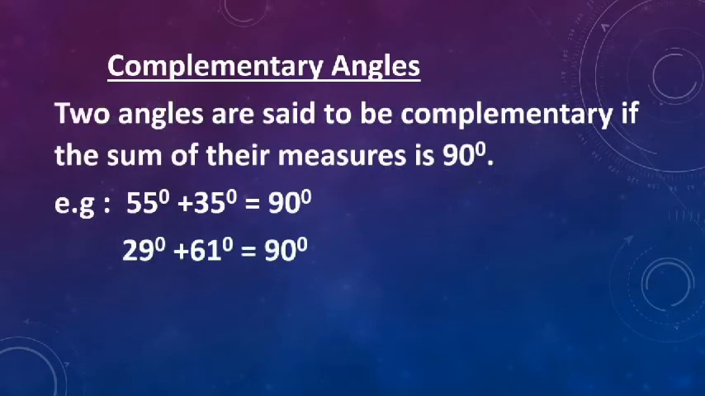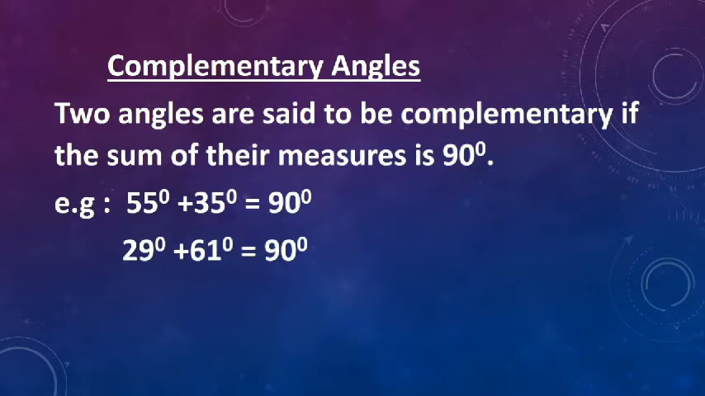First of all, let us see what are complementary angles. Two angles are said to be complementary if the sum of their measures is 90 degrees. For example, 55 degrees plus 35 degrees is equal to 90 degrees. So here we can say that 55 and 35 are complementary angles, or we can say that 55 degrees is the complement of 35 degrees and 35 degrees is the complement of 55 degrees.